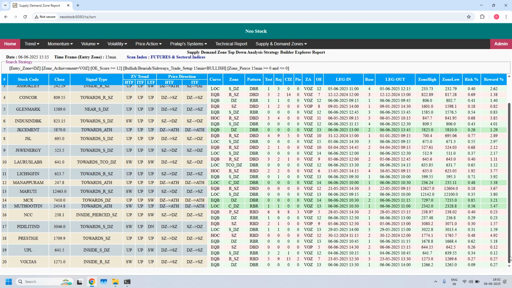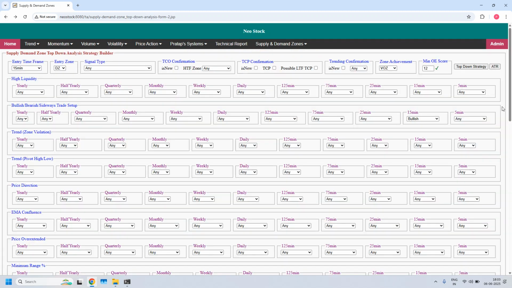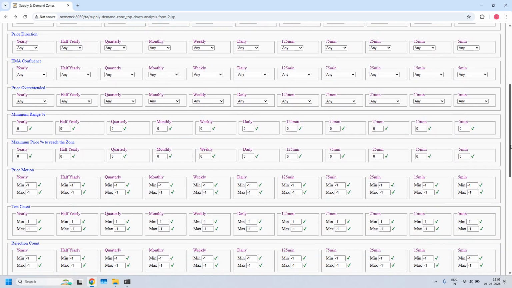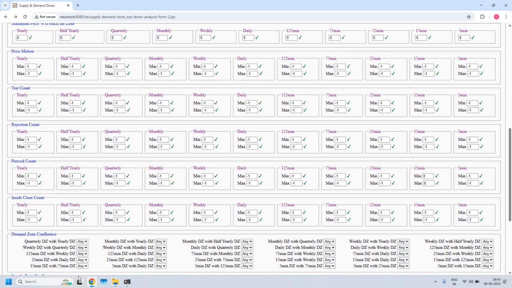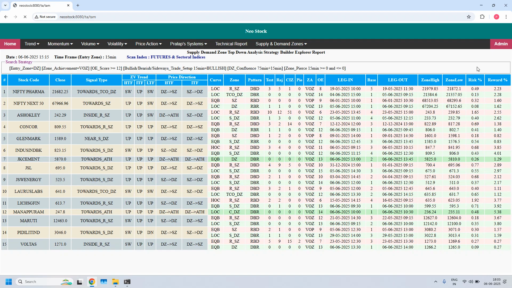Out of these 20, let us further filter for identifying more high probability to get success. That we will filter based on zone confluence. First filter is LTF and ITF demand zone confluence. That is 15 minutes and 75 minutes demand zone confluence. I am applying the filter on the 20 stocks. Now we got 15 stocks.